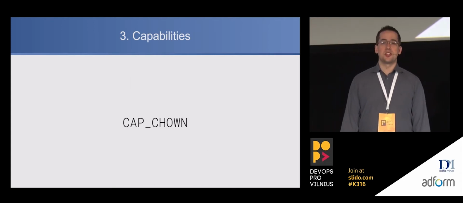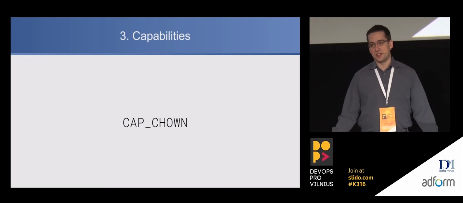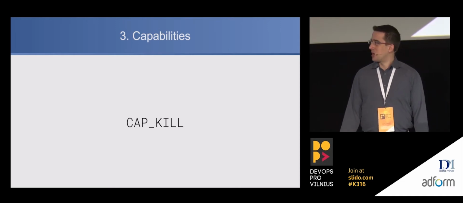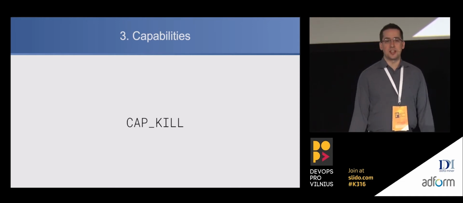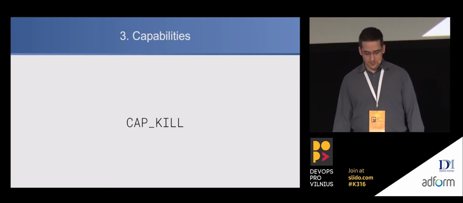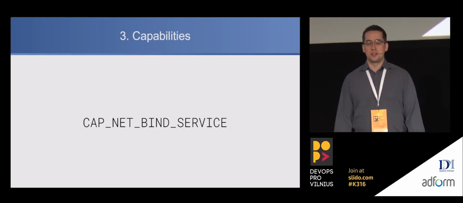CAP_CHOWN allows you to change the owner of any file, regardless of who owns them. This is also something that you normally, as a normal user, cannot do. You have CAP_KILL, which allows you to kill a process. And this is actually, I think, going to be in the demo. We'll see in a moment. You have CAP_NET_BIND_SERVICE, which allows you to run a service on a port under 1024.